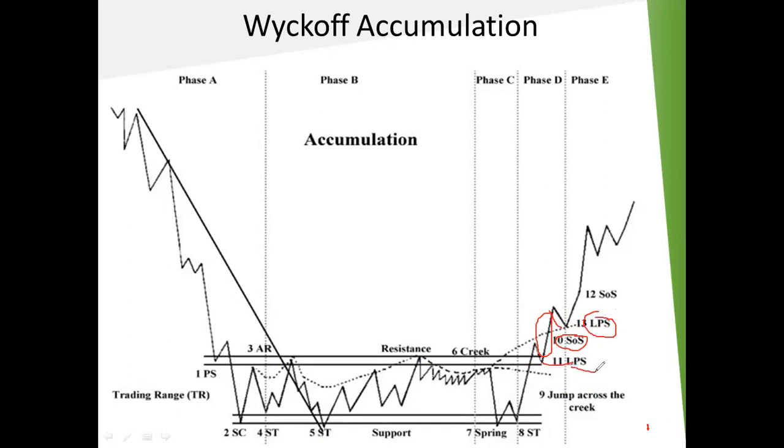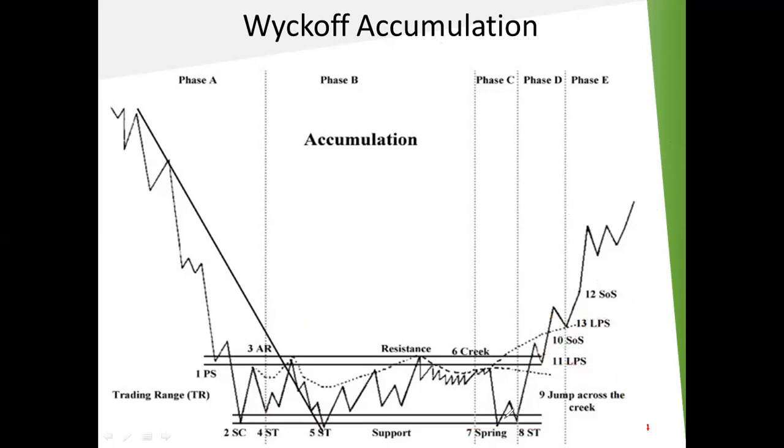For me, this is the last LPS, but in some schematics they consider the second pullback also as the last point of supply. And after that, price moves with high acceleration, like wide-spread candles. You might also see gap up openings. So this is how this entire accumulation has been understood, identified and implemented.